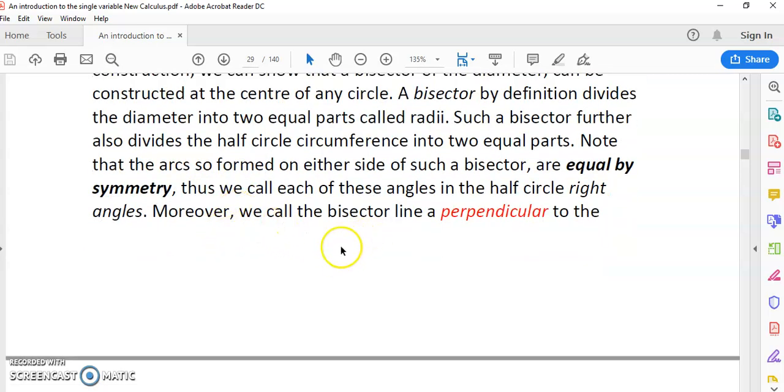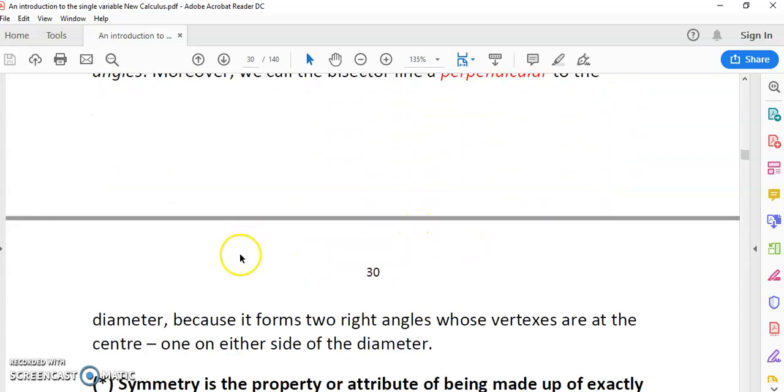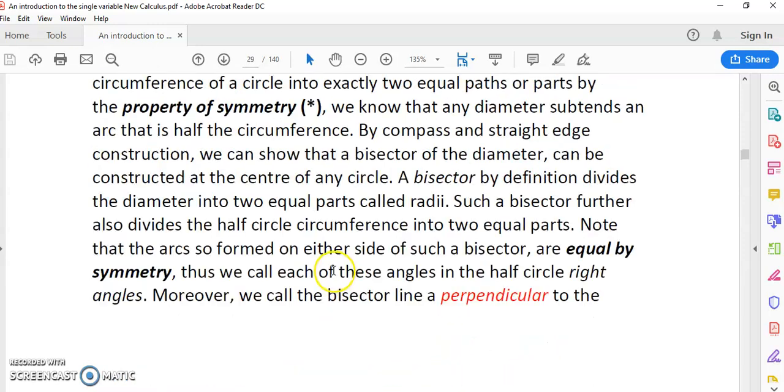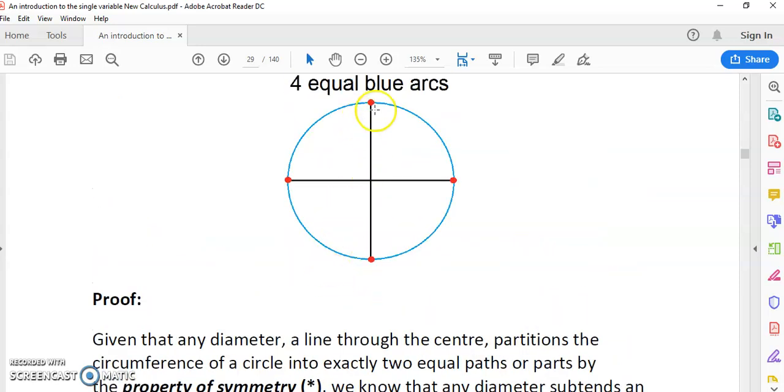So now we can call a bisector line a perpendicular to the diameter because it forms 2 right angles whose vertices are at the center. Okay, so in other words, if we have 4 equal arcs like this, is there any other diameter that will cut this diameter so that the arcs are equal? The answer is no, there isn't any other diameter. Otherwise the arcs are not going to be equal, right?